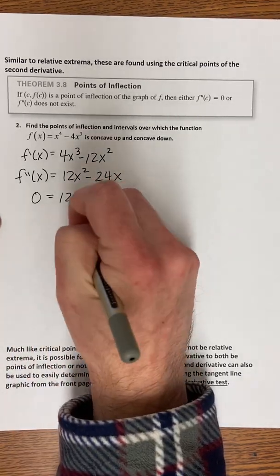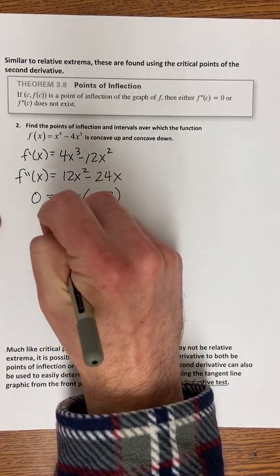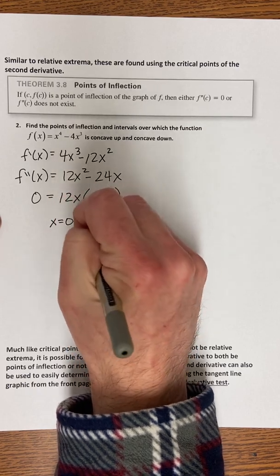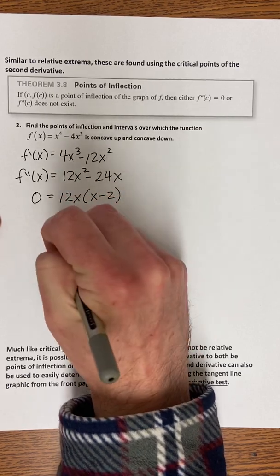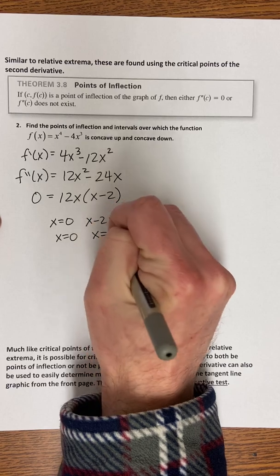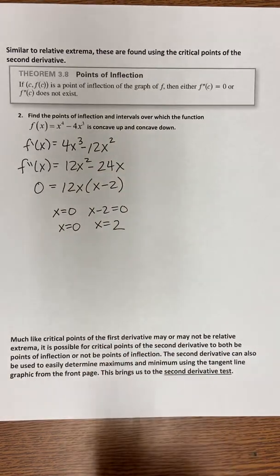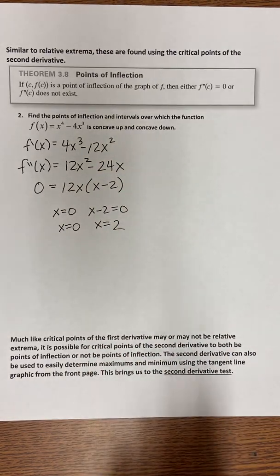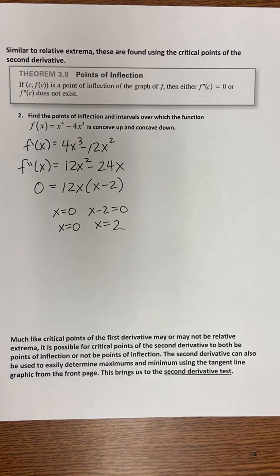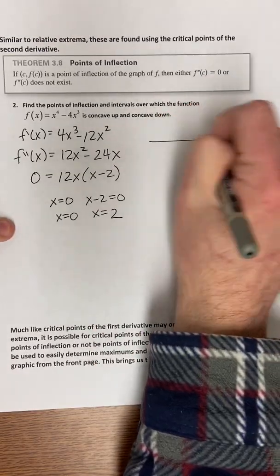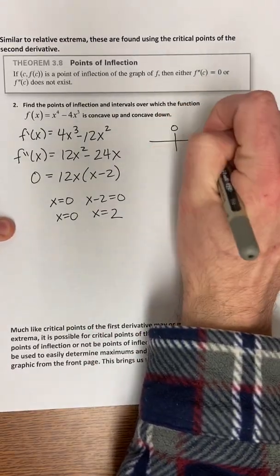And again, if two things multiply to 0, one of them has to be 0. So either the x is 0 or the x minus 2 is 0. So we get x equals 0 and x equals 2. So those are our two possible points of inflection. Much like relative extrema, just because they are critical values doesn't necessarily mean they are points of inflection. It has to switch from positive to negative or negative to positive. But we can still make our chart, 0 and 2.